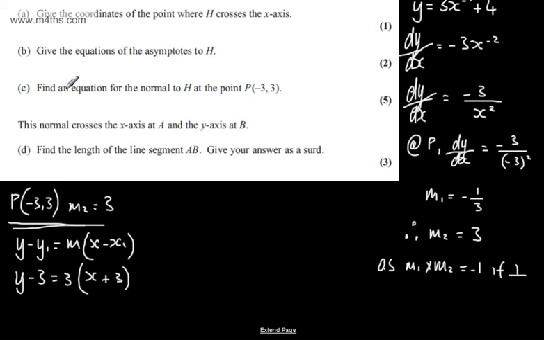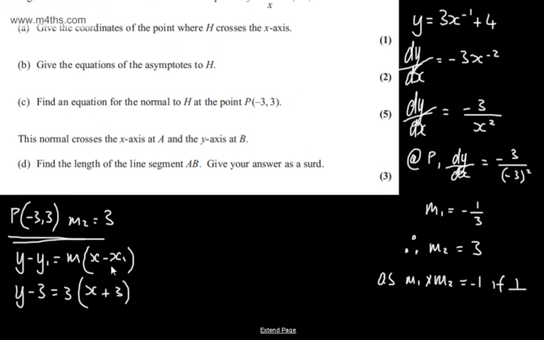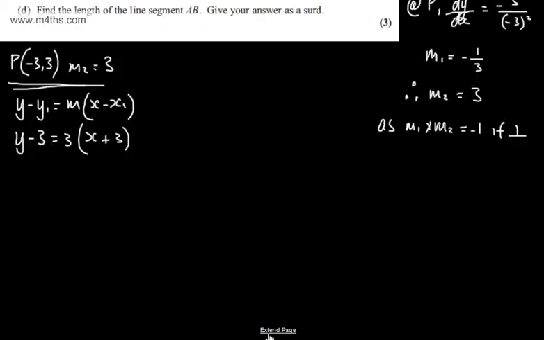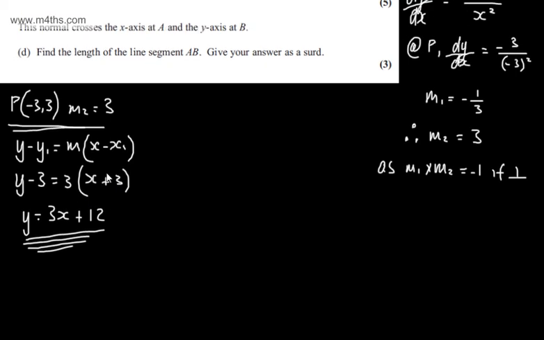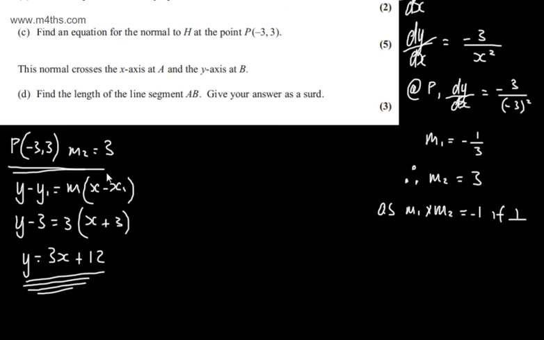In part C, it says find an equation. This is an equation. I can leave it in this form if I want. I'm going to write it in the form y is equal to mx plus c, but when we're asked for an equation, this would be perfectly fine. If I expand the brackets, I'll have 3x plus 9 plus another 3, so we can say y is equal to 3x plus 12. Or, if you like, 3x minus y plus 12 is equal to 0, and that's in the form ax plus by plus c is equal to 0.